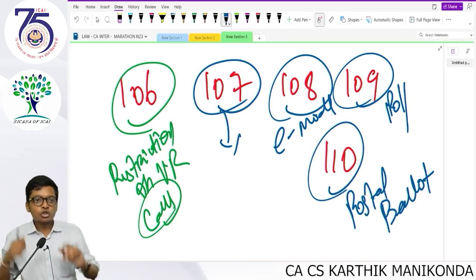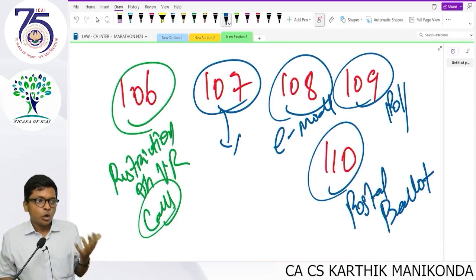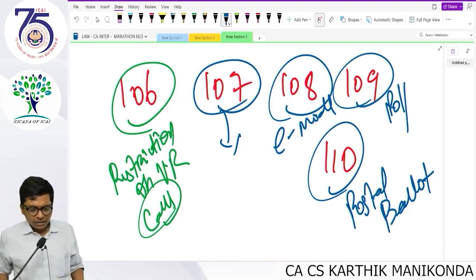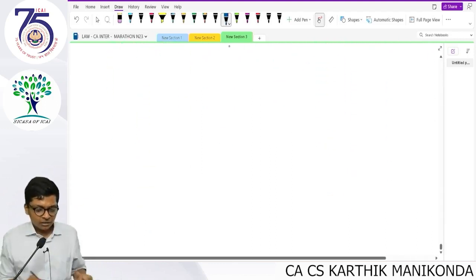107 is over, nothing great. Vote by show of hands. That's it. Whichever side has the majority of hands, that will proceed. Clear? Next 108, 109, 110.